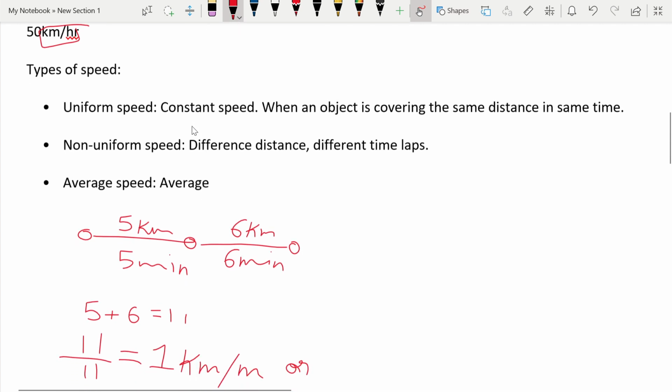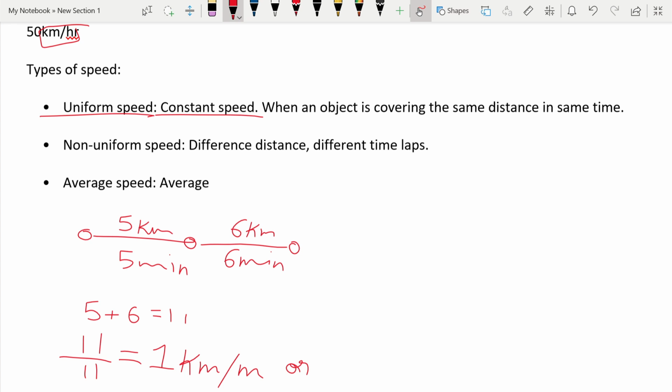Types of speed. Uniform speed, which is constant speed. It is when an object is covering the same distance in the same time. Doesn't matter where they are, wherever they are, they have a constant speed, meaning that the speed does not change. So it can't be 2 kilometers per hour sometimes and 3 kilometers per hour at other times. Uniform speed means that it's always one speed, like 2 kilometer per hour, and it stays 2 kilometer per hour.